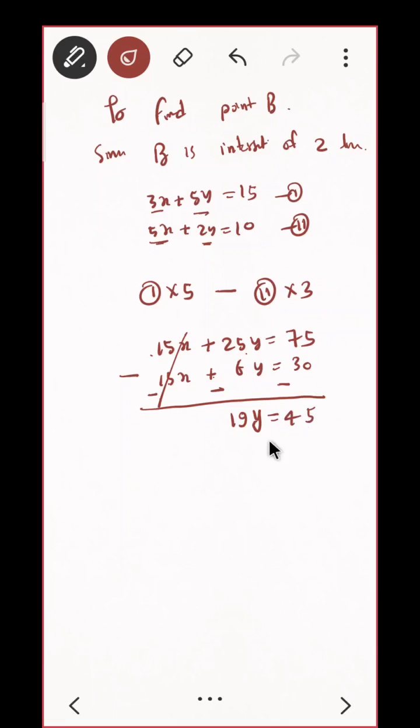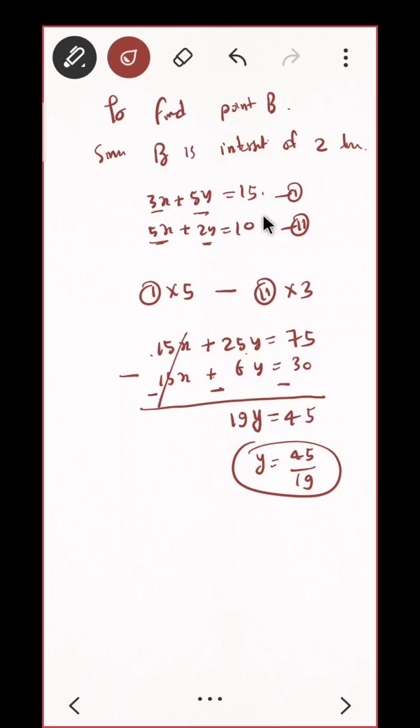45, no? So what is point y? Y is 45 upon 19. How can you find point x? Yes, you have the y coordinate. You want to find the x coordinate also. So how can you do that? You need to substitute it in either equation one or two.